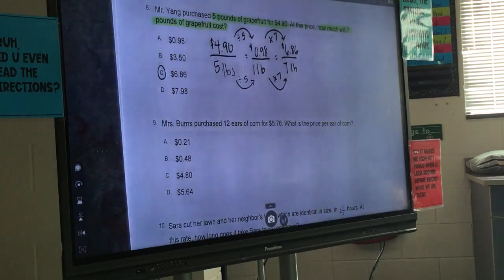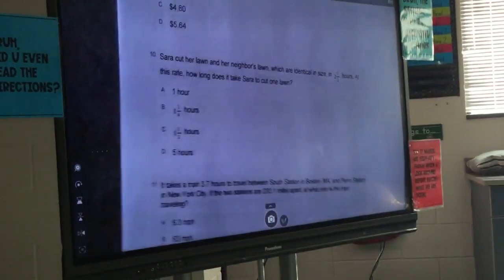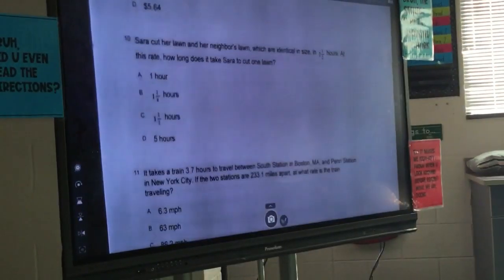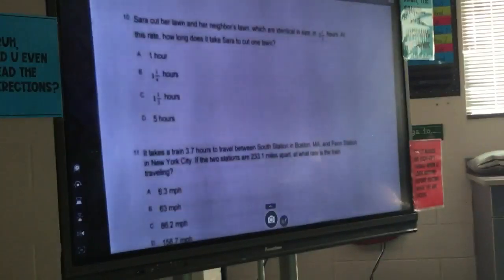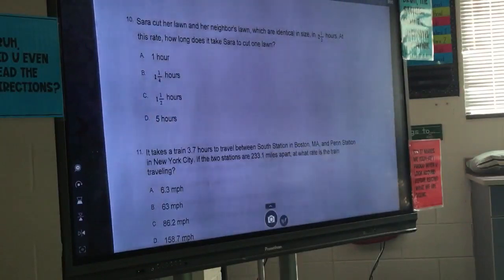So again, this is why you're allowed to use a calculator. But please, please, please, ladies and gentlemen, make sure you are showing your work. Go to number 10. Raise your hand if you did number 10. Okay, if you did not do number 10, I need you to do it now. Stand up when you're done.